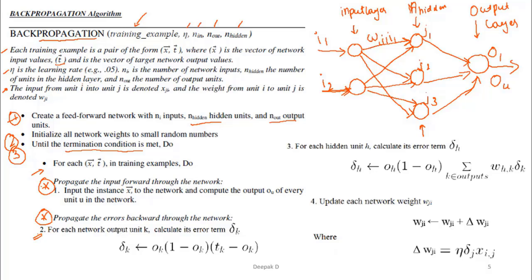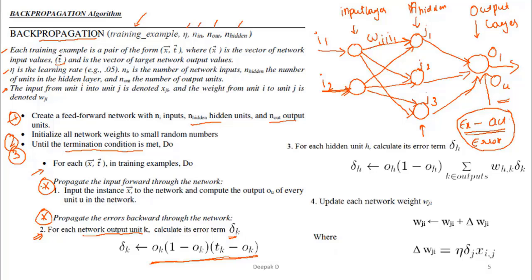For every network output unit, we need to calculate the error term. Here I need to identify what is the error which has occurred at this output. You need to identify the error term, that is delta k. How do you identify it? This is the formula. This is just for information. Actually, we use this formula to identify the error term at the output node.